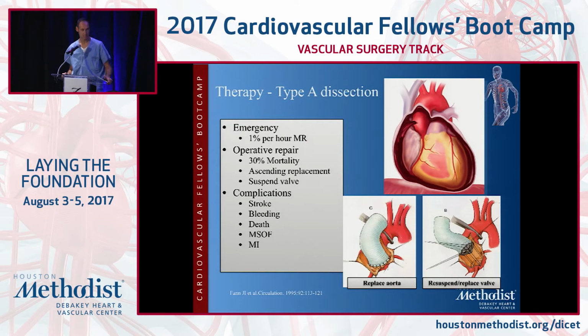As far as type A dissections, of course, you know that they are emergencies, and we consider about 1% mortality rate per hour. Operative repair still has a pretty high mortality rate, and that's about 30%. Generally, you want to do the least possible, and so most of the time that's just an ascending replacement. Sometimes you'll have to suspend the valve. Of course, you'll know going in whether that valve is incompetent. Generally your anesthesiologist will be doing a TEE for you.